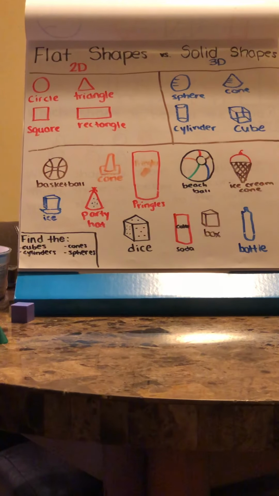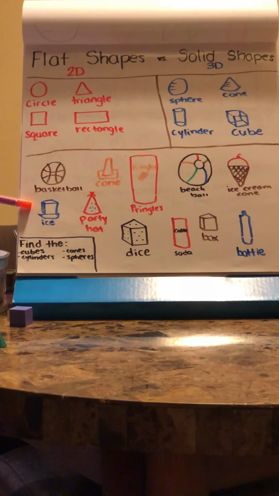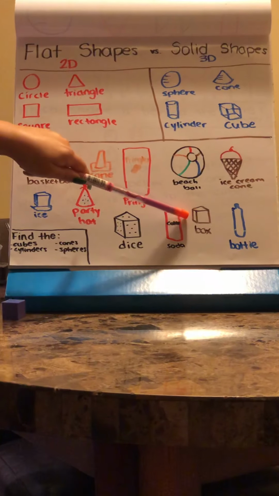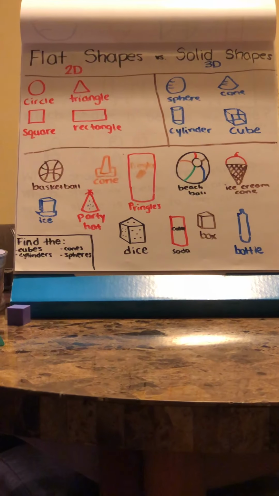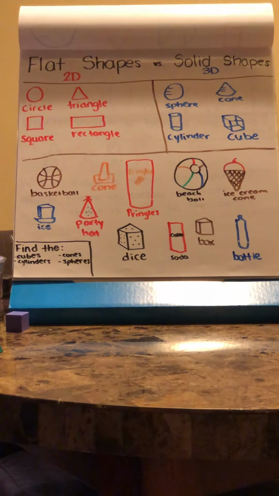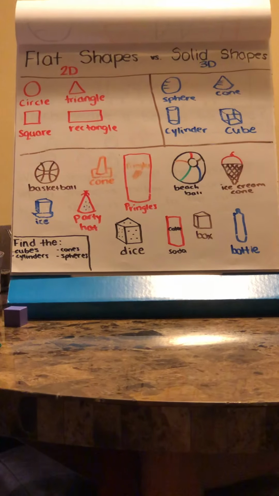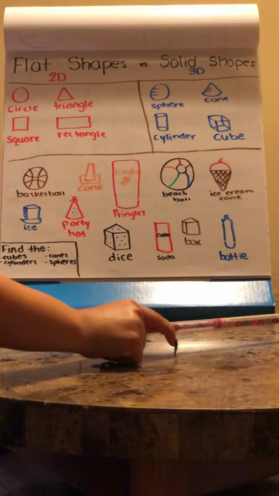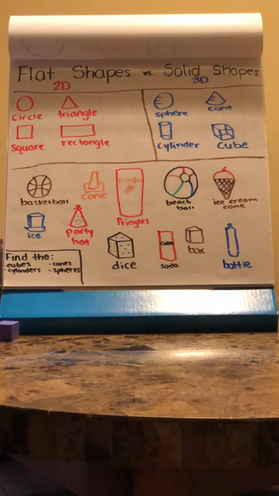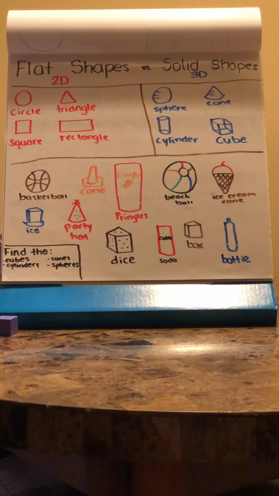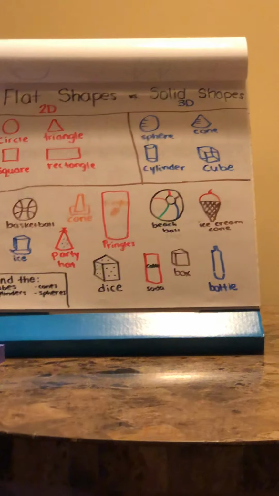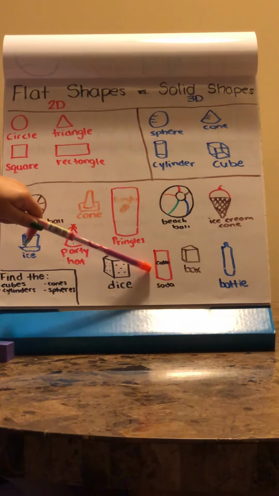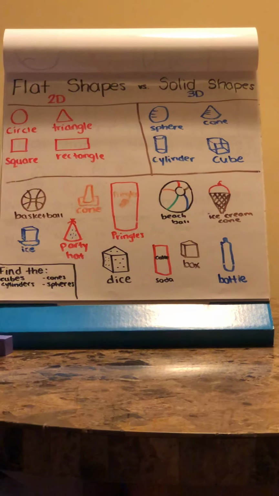All right, let's see if you got it right. The ice is a cube, the dice is a cube, and the box is a cube. Now I want you to find all the ones that are cylinders. Cylinders. Look at all the pictures and find the cylinders. All right, good job. Let's see if you got it right. The Pringles, the Coca-Cola can, and the bottle.